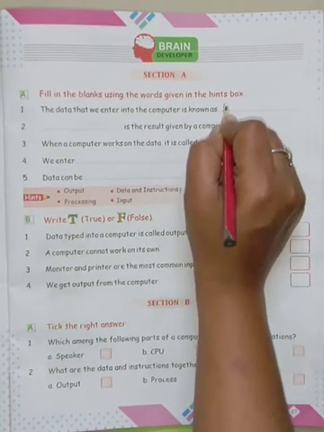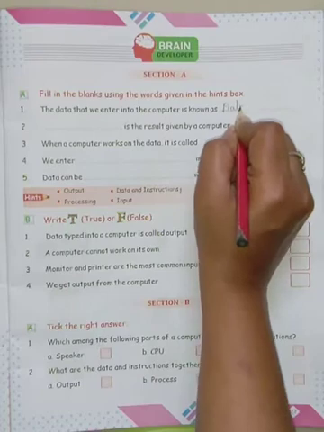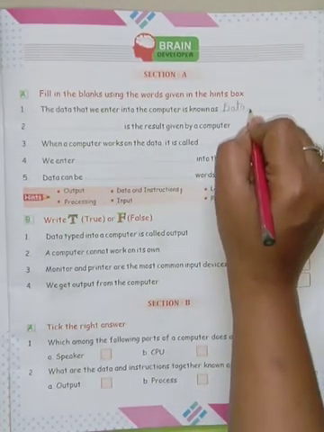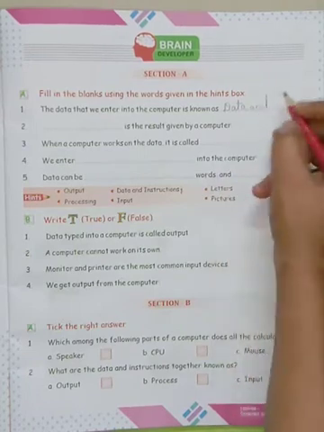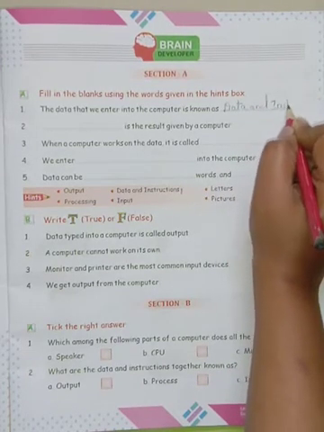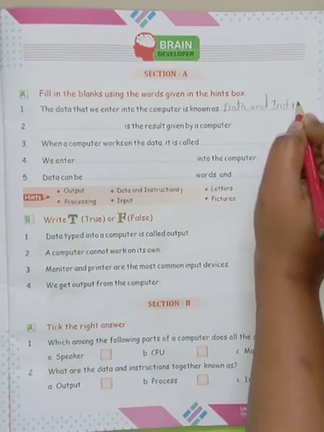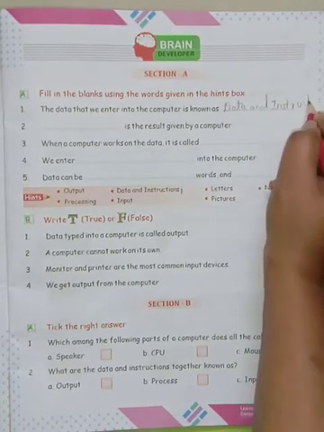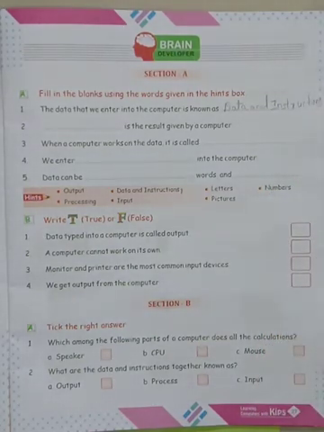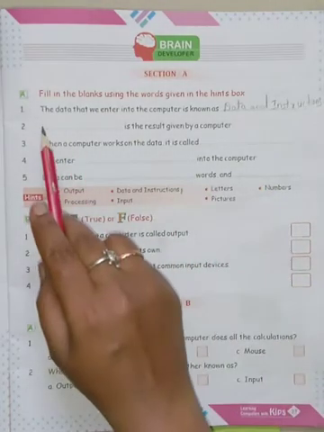Data. What will be the spelling of data? D-A-T-A. Data and instruction, I-N-S-T-R-U-C-T-I-O-N. Yes, so this will be the right spelling for instruction. Let us move to the second one.